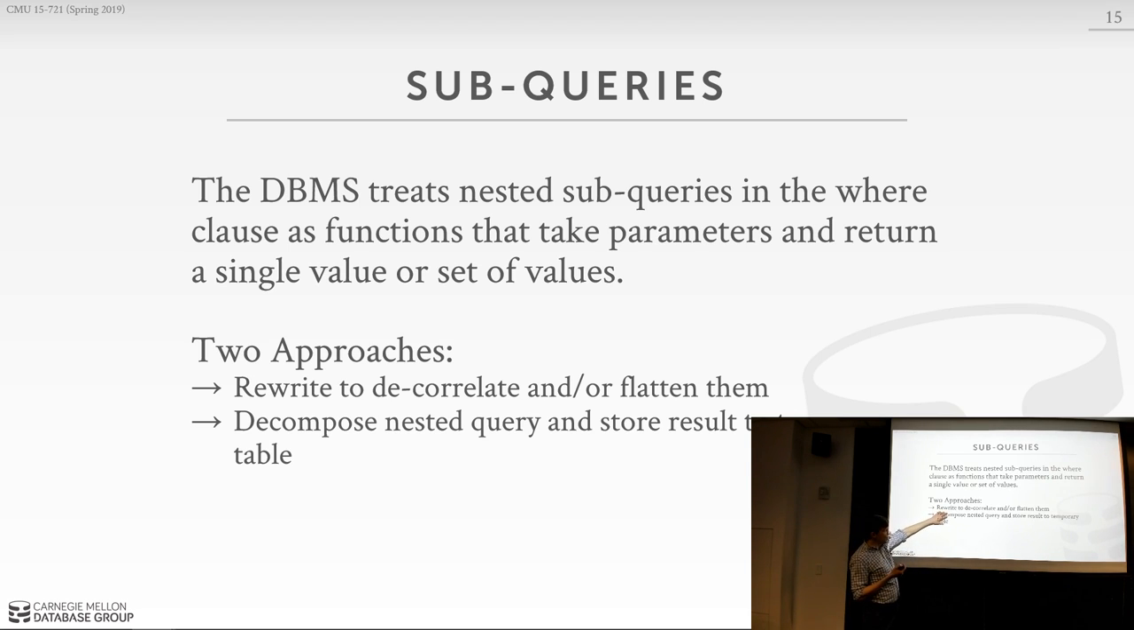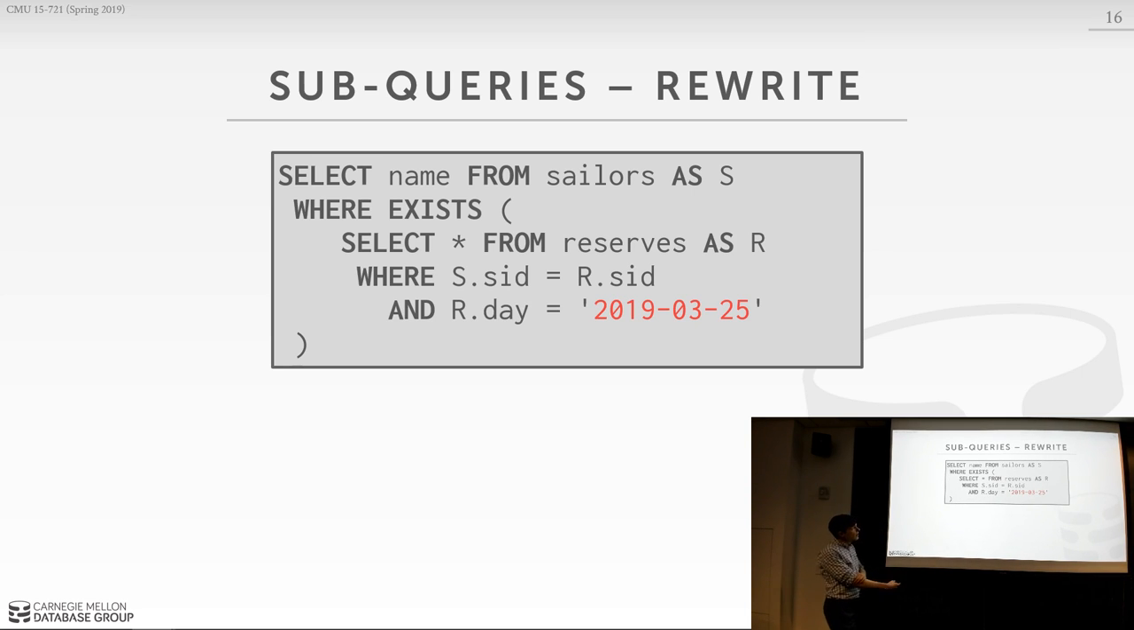Right, so I won't talk about this, but I'll talk about this one very briefly. Say we have a simple example here. We want to get all the sailors that reserved a boat on this day here. So think of this as a sample application where we're keeping track of sailors and what boats they rent and what day they do it, right?